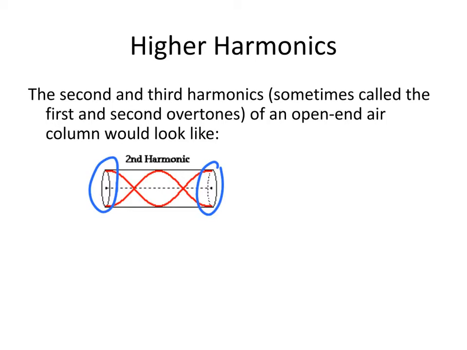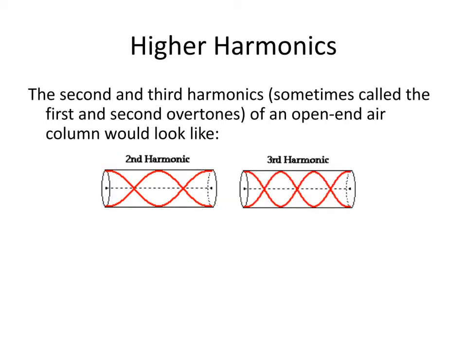So, how many wavelengths do we have now inside the open air column? Well, here in the second harmonic, from here to here, we have half a wavelength because we've gone from a crest to the next trough. If we go to the next crest, now we have 1 full wavelength. So the length of the air column for the second harmonic is equal to 1 full wavelength. How many do we have for the third?